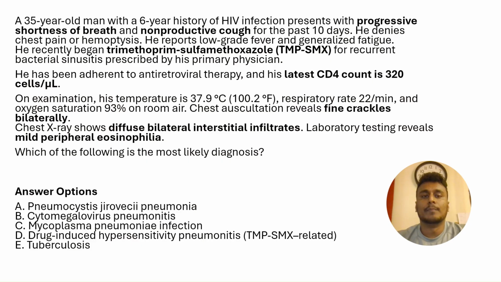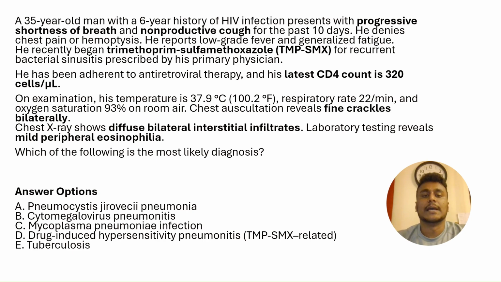A 35-year-old man with a 6-year history of HIV infection comes in with progressive shortness of breath and a dry, non-productive cough for about 10 days. He has been adherent to his antiretroviral therapy and his most recent CD4 count is 320 cells per microliter. He also mentions that recently he started taking trimethoprim sulfamethoxazole prescribed for recurrent sinus infections.